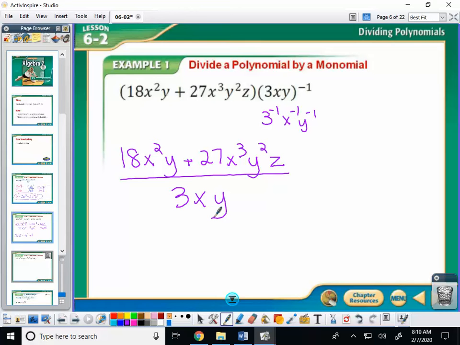So if we start with this first term in this denominator, 18 divided by 3 is 6. X squared divided by x, and y divided by y, they're going to cancel. Now for my second term, I have 27 divided by 3, which is 9. X cubed divided by x is x to the second. Y squared divided by y is y to the first. And then z.